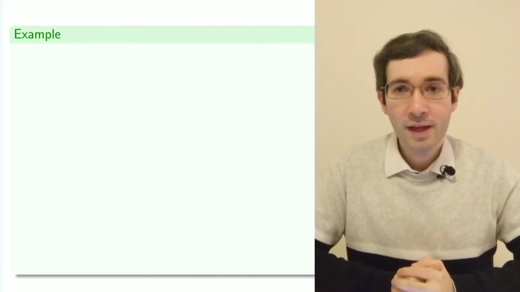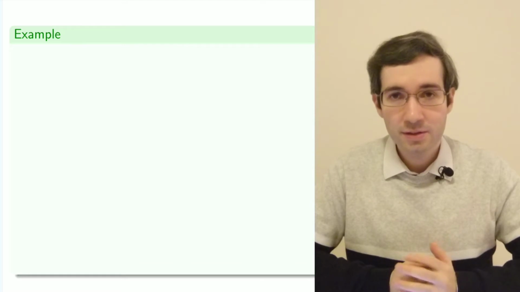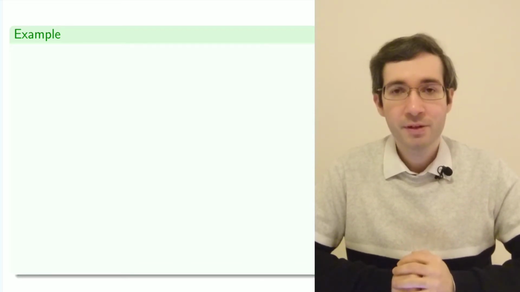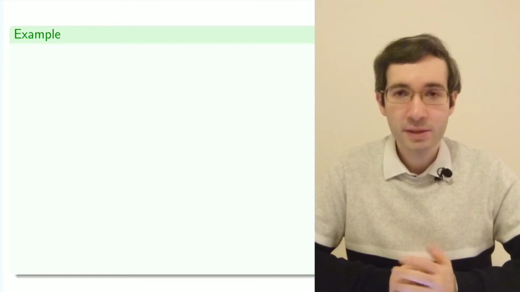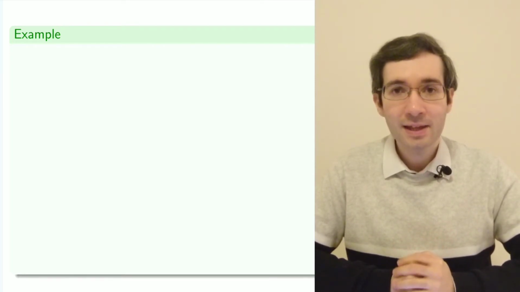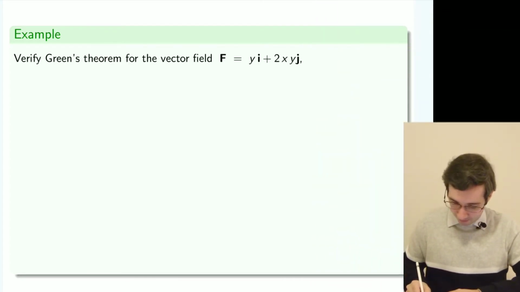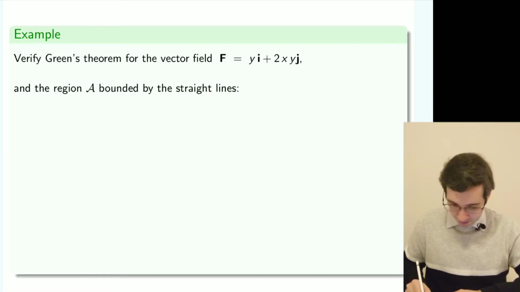Well, now we have all the tools we need. We learned differentiation, integration, and important theorems of the vector calculus, and we are going to put them into practice. Let's use what we learned to verify Green's theorem for a particular case.